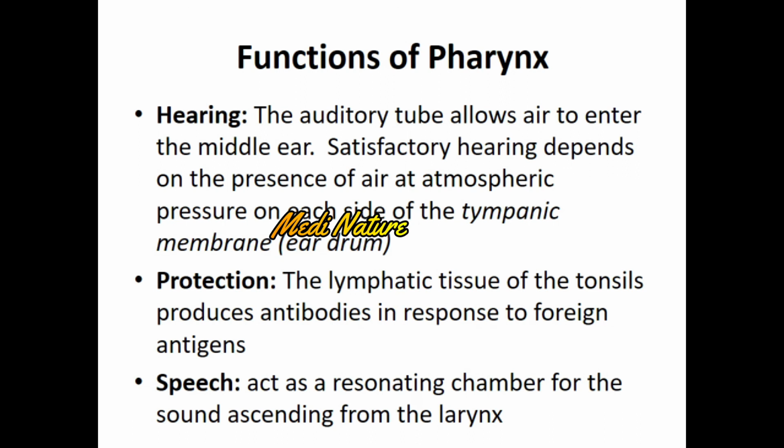The pharynx is also involved in protection of our body. The lymphatic tissue of the tonsils produces antibodies in response to foreign antigens and protects our body against foreign substances which enter into our body. The pharynx is also involved in speech. It acts as a resonating chamber for the sound ascending from the larynx and is important for speech.